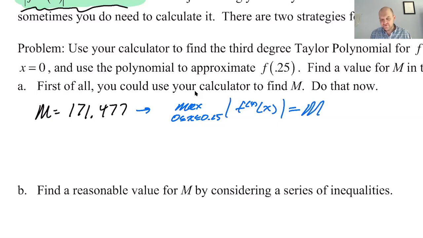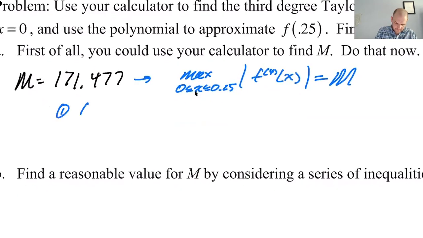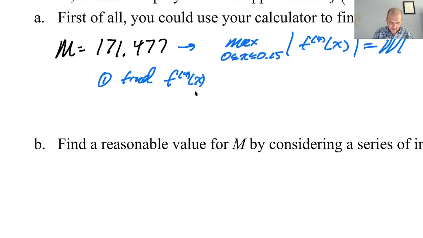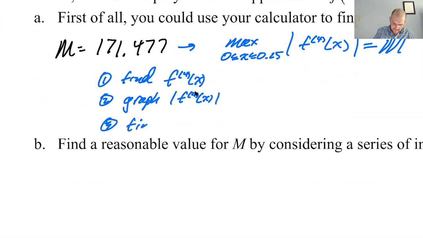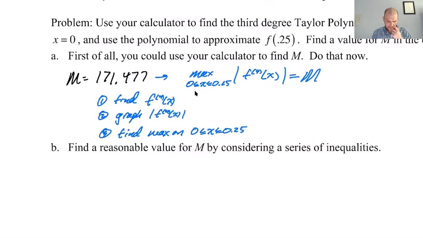So what did we do to find that? 1, we find the 4th derivative. Now in this case, the 4th derivative is always positive, so we don't really need the absolute value. But that's what we did. 2, we graphed the absolute value of the 4th derivative. And 3, we find, I guess, the maximum on 0 to 0.25. So that's what we did there. It's kind of a lot of work.